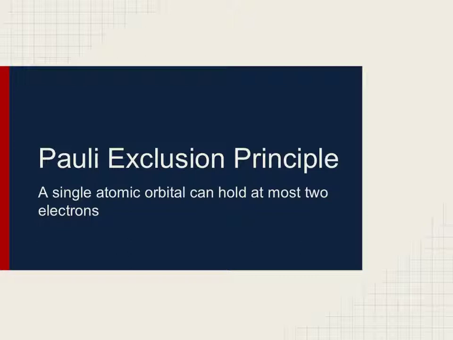Now the second principle that we'll talk about is called the Pauli exclusion principle. The Pauli exclusion principle says that a single atomic orbital, and I've already referenced this, can hold at most 2 electrons. So no orbital, no s orbital, no p orbital, no d orbital, or f orbital. Regardless of shape, no orbital can hold more than 2 electrons.